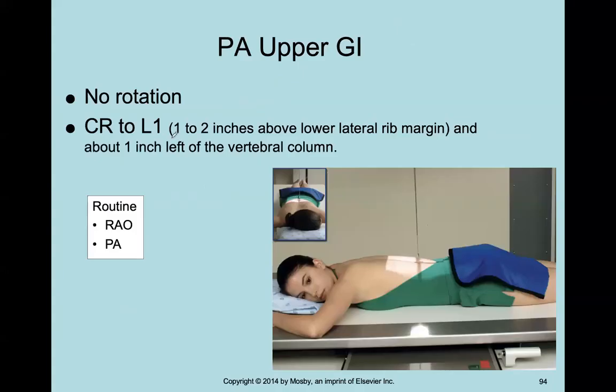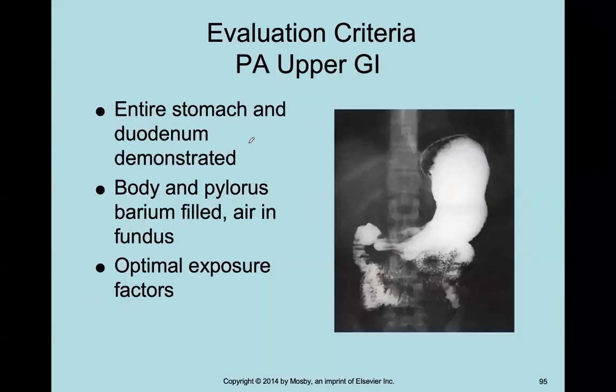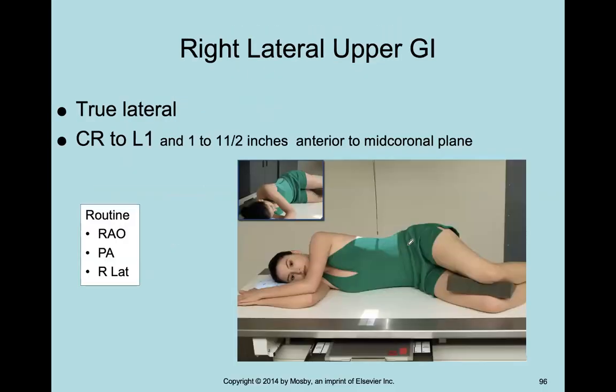We're going to center at the level of L1. Okay, and this is my PA. How do I know this is a PA? Because there is air in the fundus and barium in the body. Remember, if my patient is PA, all the barium will go towards the most anterior part of the stomach, which is the body. Okay, right lateral. Patient is lying on their right side, center at the level of L1.